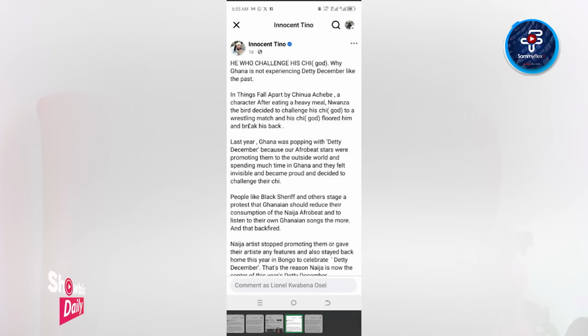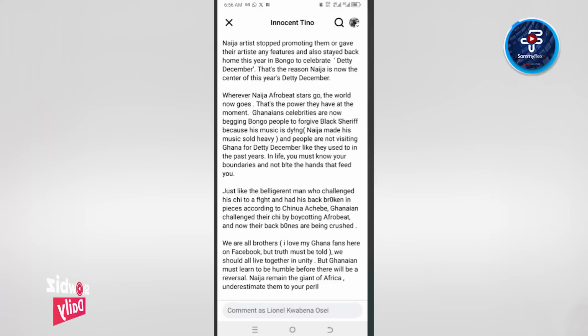Nigerian artists stopped promoting them or giving their artists any features and also stayed back home this year in Bongo to celebrate Dirty December. That's the reason Nigeria is now the center of this year's Dirty December. Wherever Nigerian Afrobeat stars go, the world now goes. That's the power they have at the moment. Ghanaian celebrities are now begging Bongo people to forgive Black Sheriff because his music is dying. Nigeria made his music so heavy, and people are not visiting Ghana for Dirty December like they used to in the past years. In life, you must know your boundaries and not bite the hands that feed you.